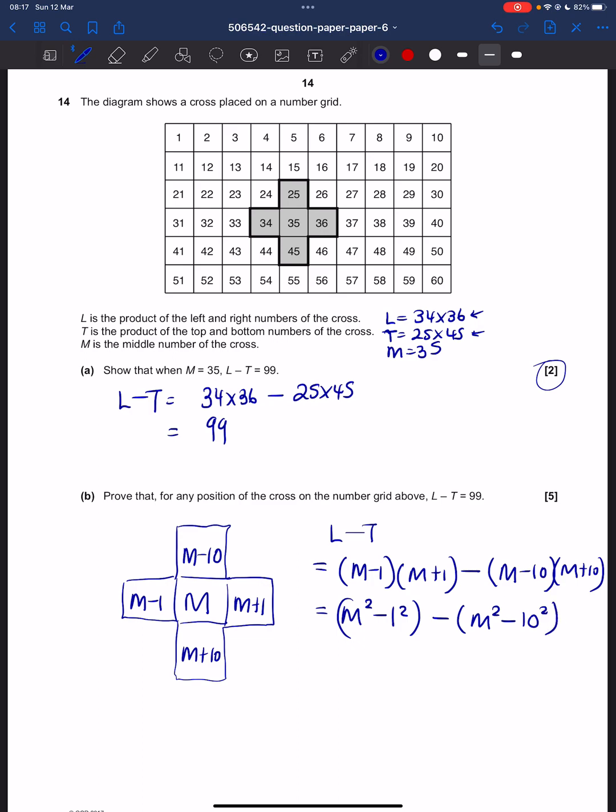So it's M squared minus 1, minus M squared plus 100. If you multiply these out, you'll get M squared minus 1 minus M plus M, they cancel out. M squared minus 100 minus 10 plus 10. Minus 10M plus 10M, so they cancel out. Okay, and then this minus M squared, and then minus makes plus 100. So the M squareds cancel out, so minus 1 plus 100 is 99.